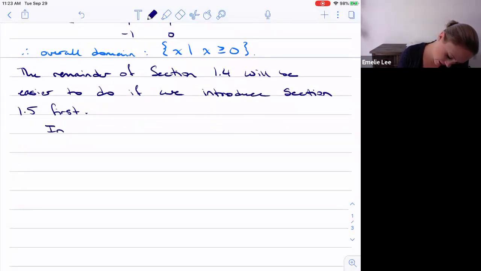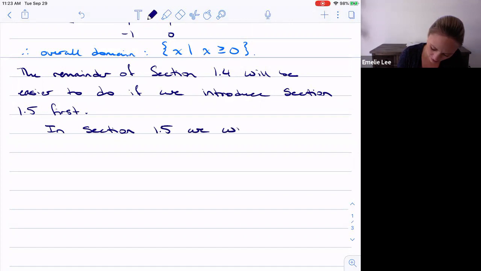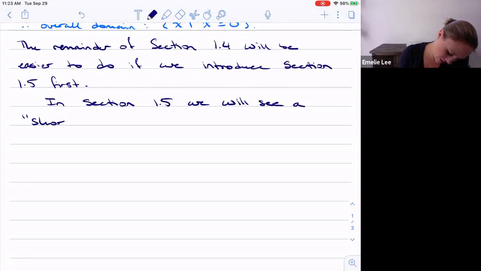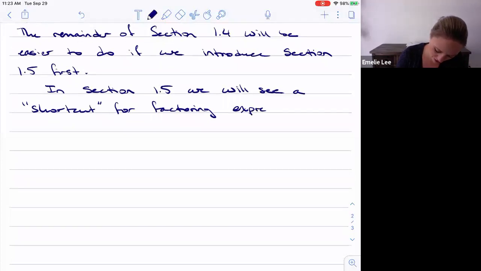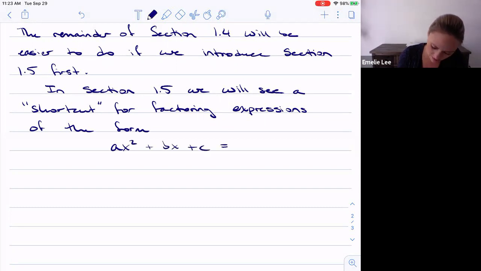So in section 1.5, we will see, I'll call it a shortcut. You'll see sometimes it can be a little bit long. A shortcut for factoring expressions of the form ax squared plus bx plus c. Often it will have equals 0, but it'll have this form.